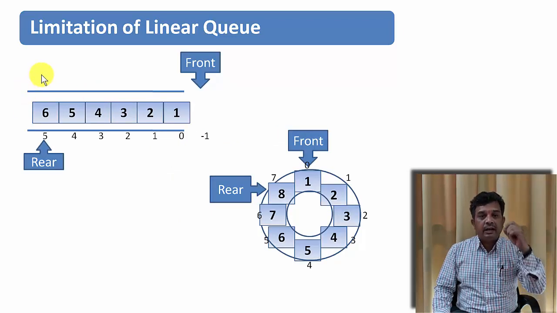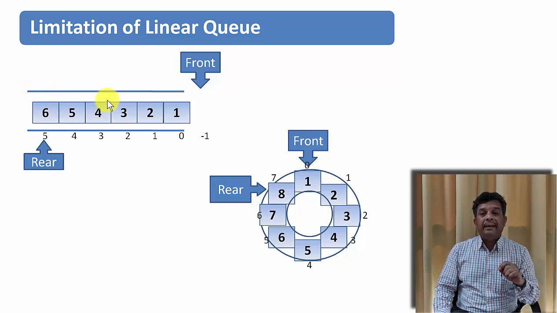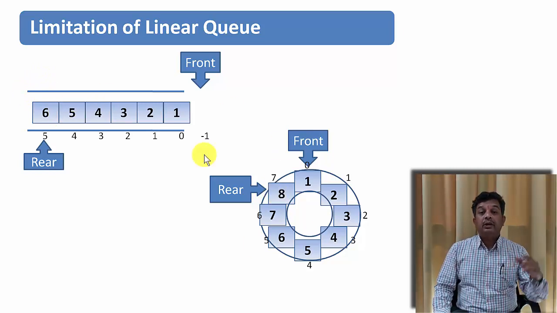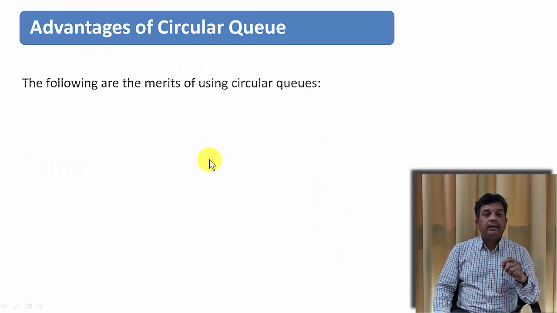So in order to overcome the limitations of the linear queue that we have just seen, we will be implementing a circular queue. Let us see how to implement a circular queue and what it actually is with the help of an example. Let us see what the advantages of a circular queue are.